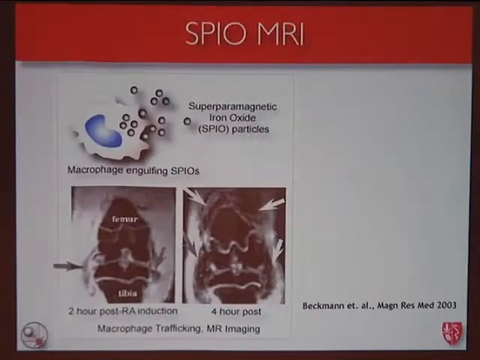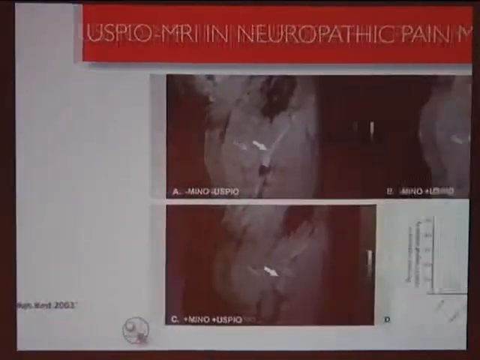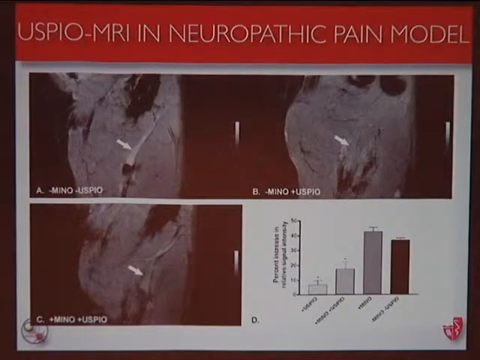Another thing that we've done is to take iron oxide particles and mark the migration of macrophages. This is work by somebody else where, in an arthritic animal, you can actually see in the image of a knee that these macrophages, which have taken up these iron oxide particles, have migrated to the synovium, and they're using that as a way of marking arthritis. But we've extended it to this neuropathic pain model.